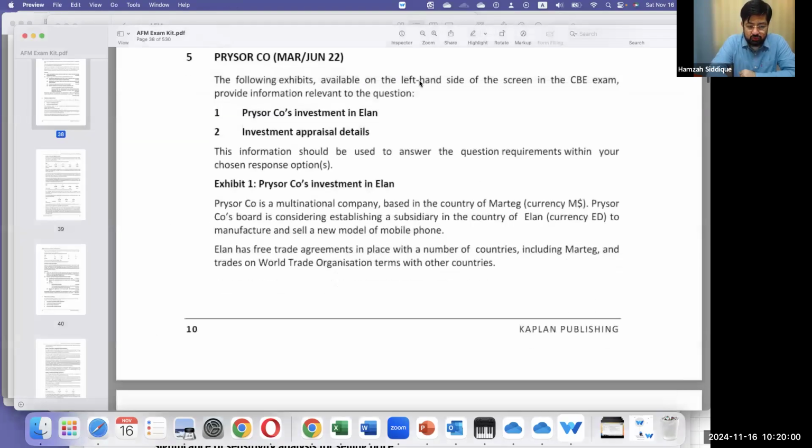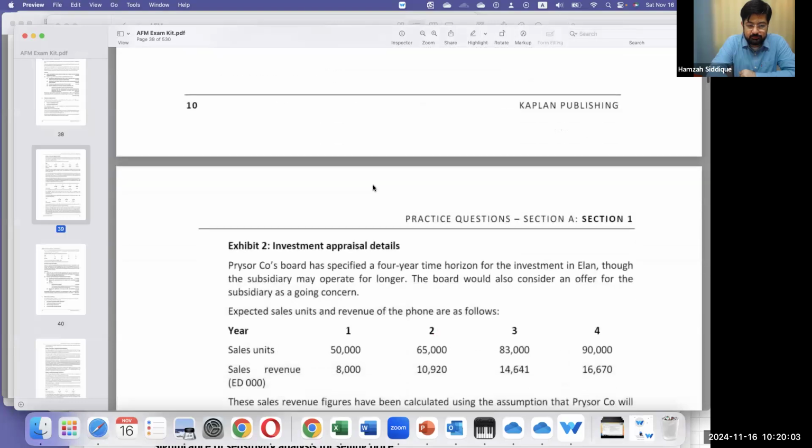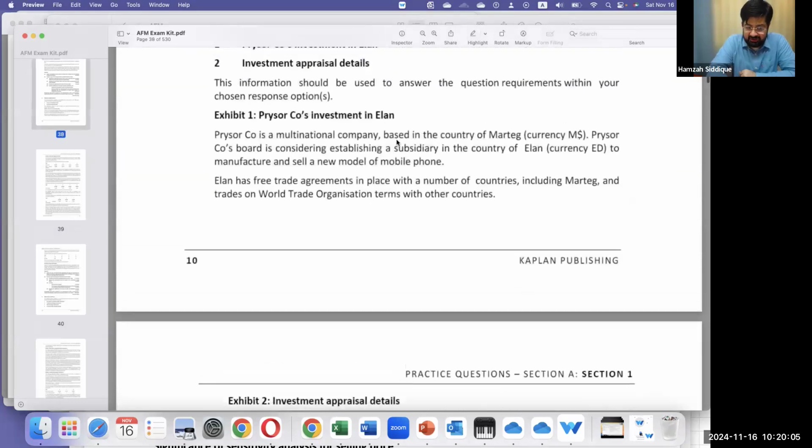So they are going to invest in the foreign country, Prysor.